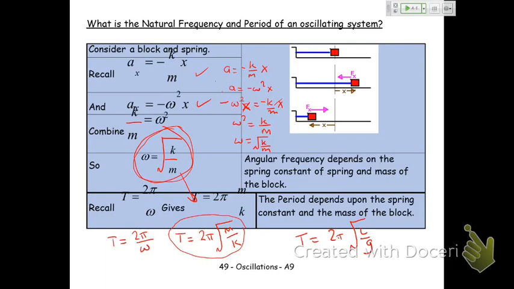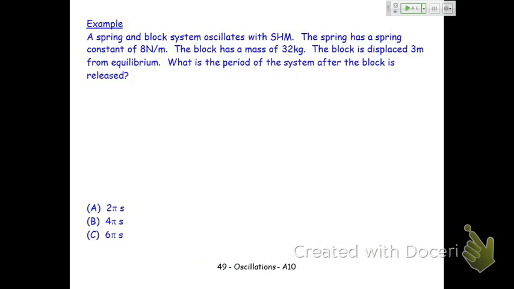We just worked out the period of an oscillator, mathematically. It depends upon 2 pi times the square root of the mass. If the mass is bigger, the period's longer, divided by the spring constant. And the spring constant is the stiffness of the spring. So that was kind of nice.